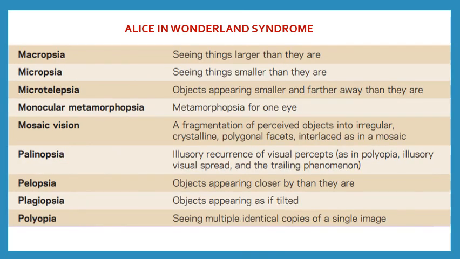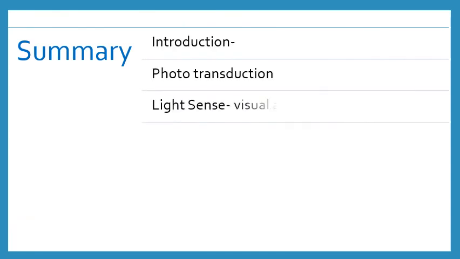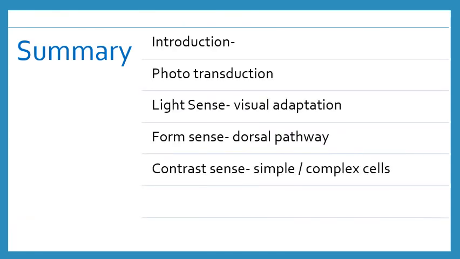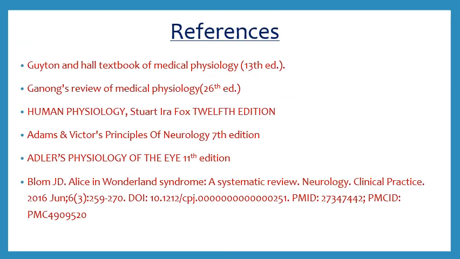So this shows how important proper processing of the visual image in the cortex is for understanding objects normally, right? To summarize, today in the introduction we talked about the history and the experimental evidence, then we saw phototransduction, the basic steps, then the light sense, form sense, contrast sense, color sense, and also some applied aspects. These are my references, and I hope you've at least got an outline of how the cortex processes the different attributes of an image. Thank you.